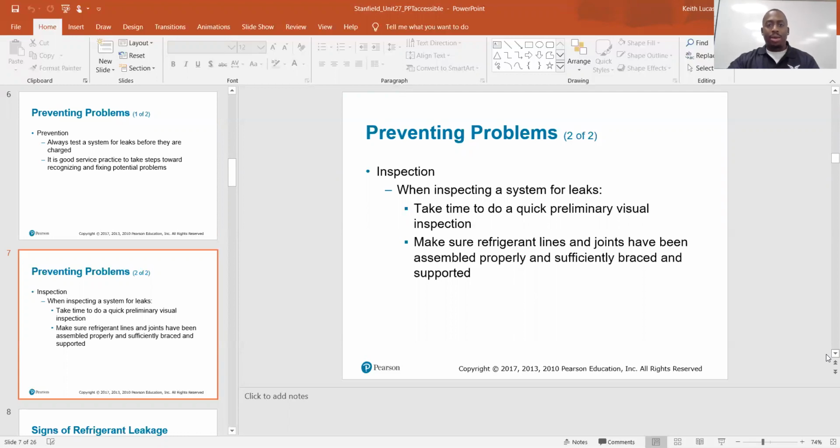So preventing problems, inspection. When inspecting a system for leaks, take time to do a quick preliminary visual inspection. Make sure refrigerant lines and joints have been assembled properly and sufficiently braced and supported.